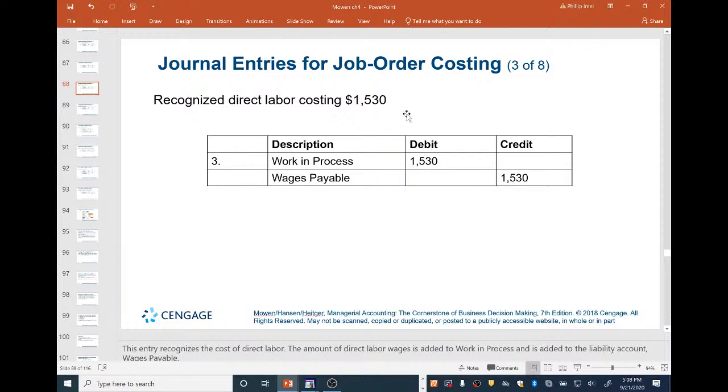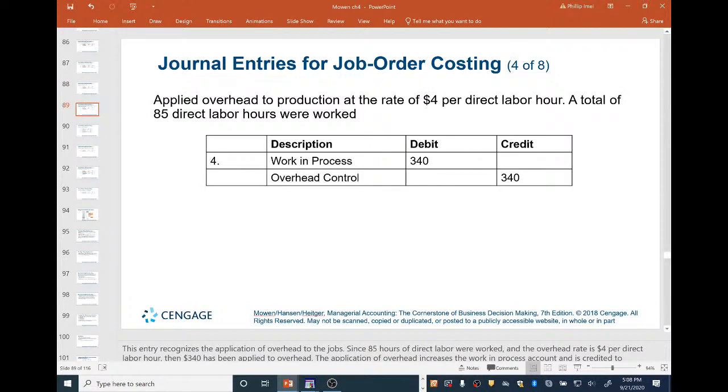Okay, so you notice this isn't just like a wage expense here. We're actually tying it into work in process because it's tied to the direct labor, right? Applied overhead to production at the rate of $4 per direct labor hour. A total of 85 direct labor hours were worked. So once again, this is going to enter into work in process. $340, which is 4 times 85, and then overhead control of $340.